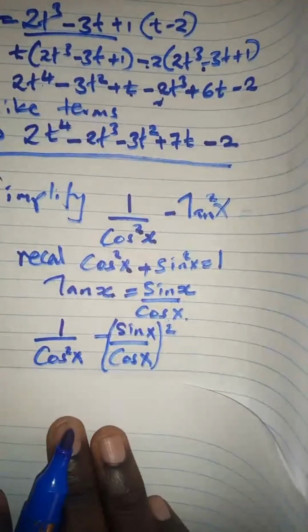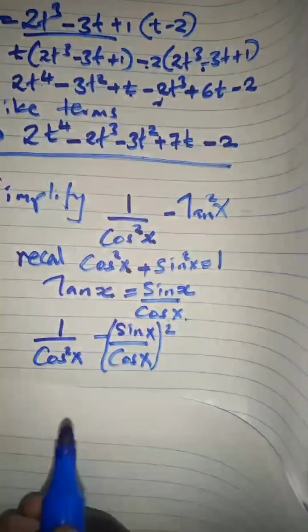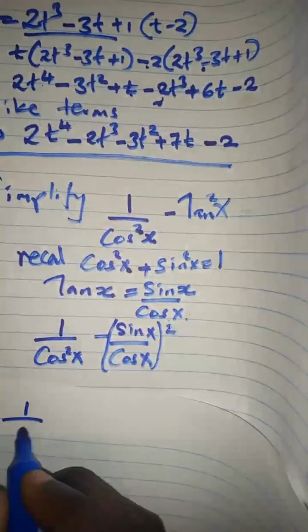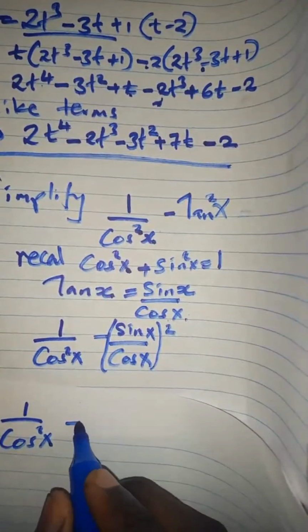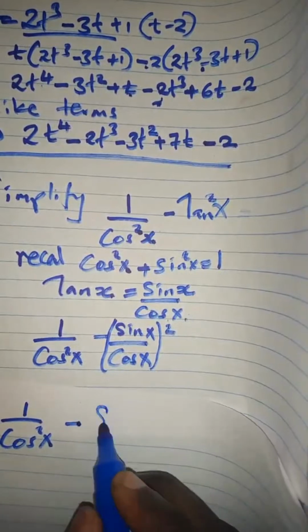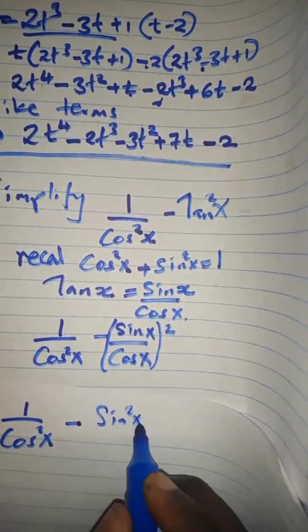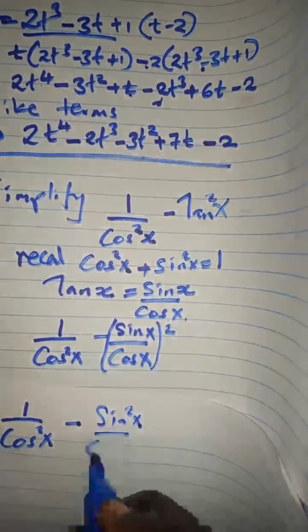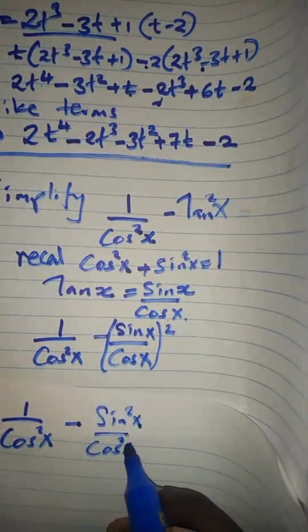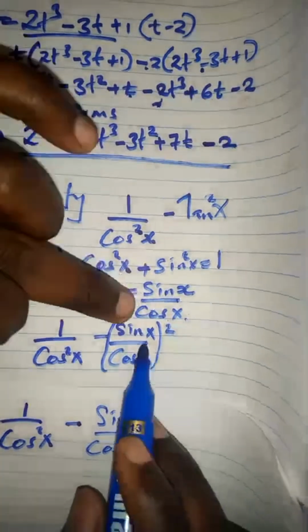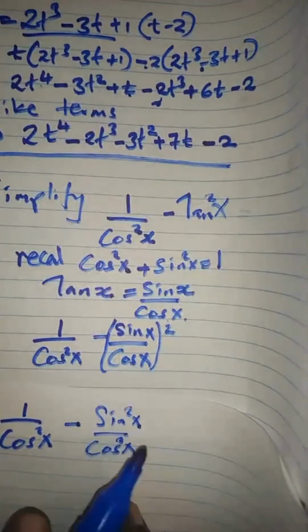So guys, I know if I square this, I'm going to have 1 over cos squared x minus sine squared x over cos squared x. I've tried expanding this, and this is what I'm having.